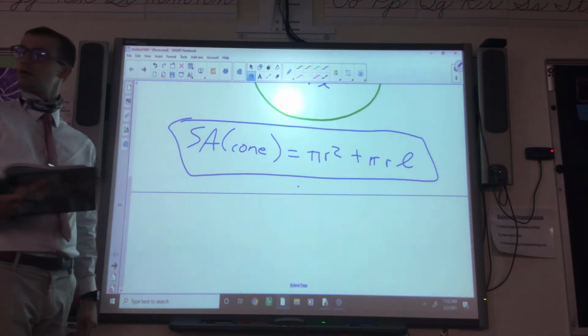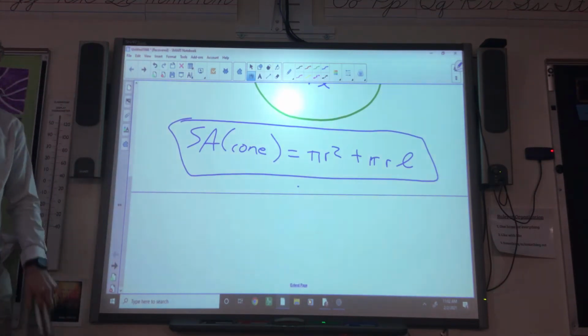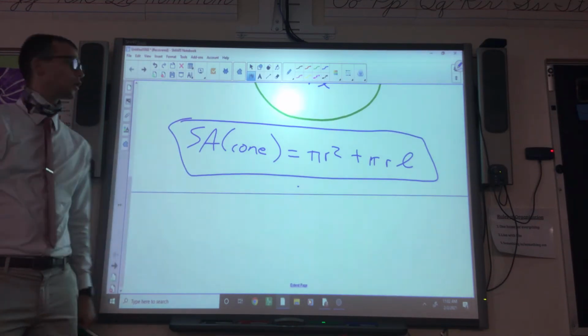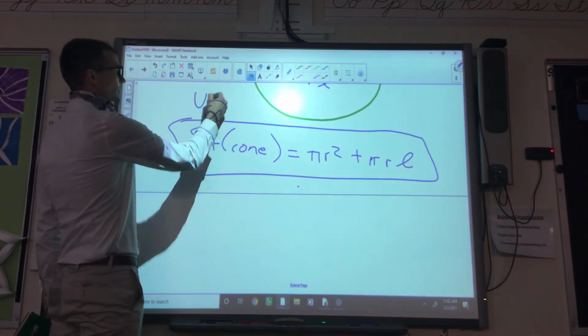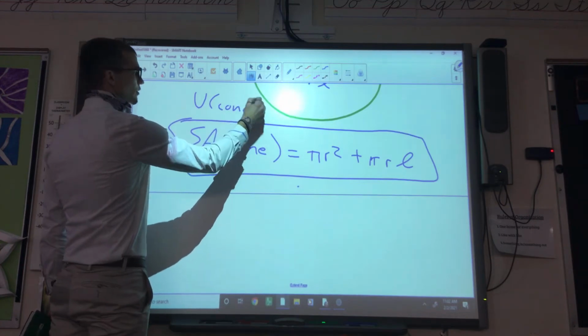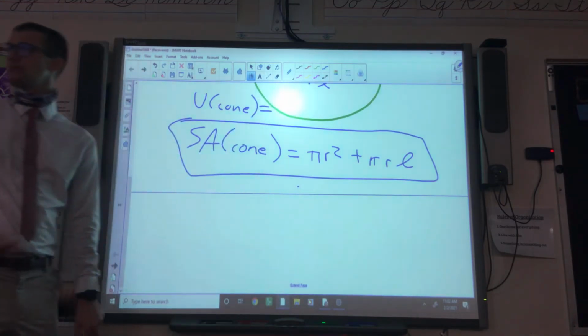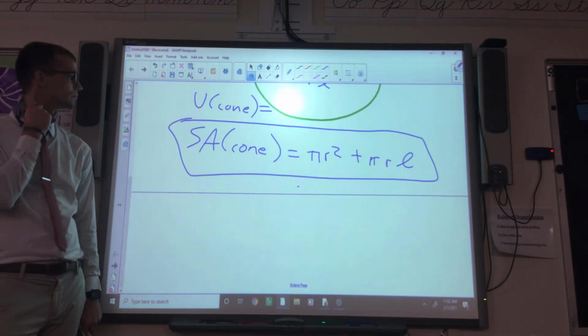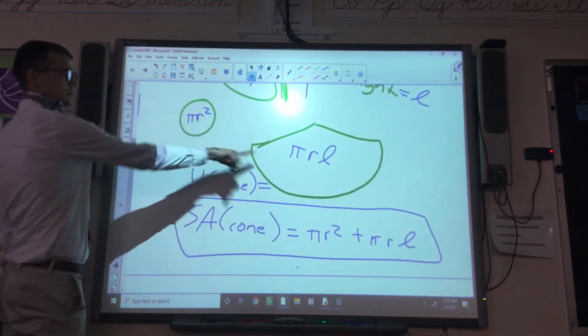So wait, what does the SA stand for? What does the what stand for? SA? Surface area. You'll always put V, oftentimes, so before I did V for volume of a cone. Okay, so the shape you just drew is like the cone unwrapped, is that what you're saying? Yeah, this is the cone unwrapped.